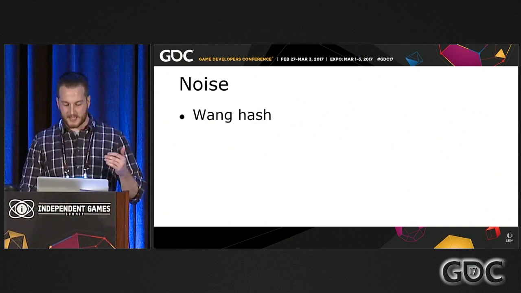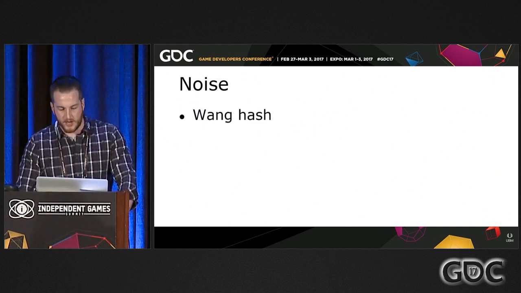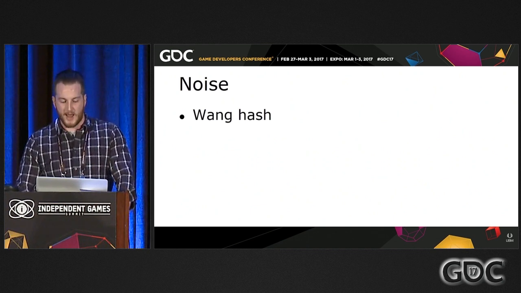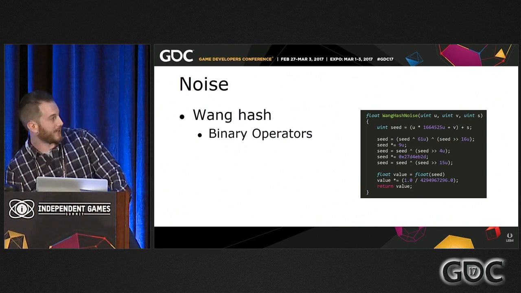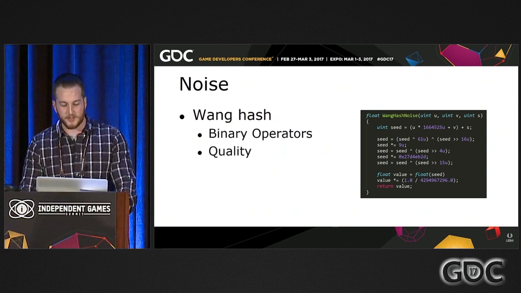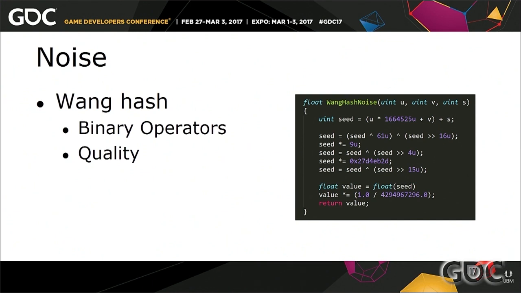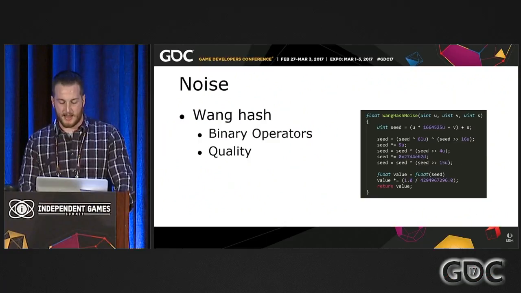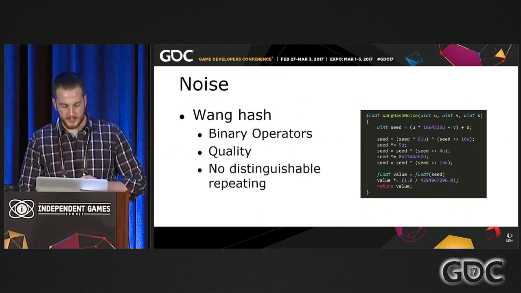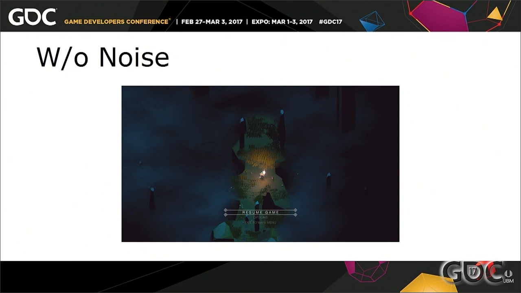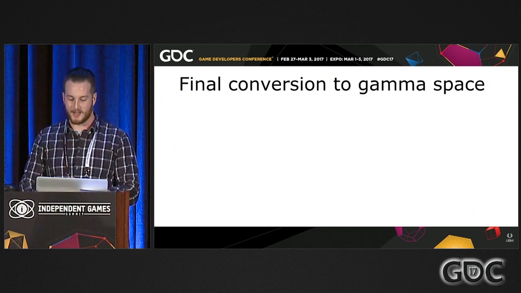So what we ended up landing on was a noise generator called the Wang hash, which uses binary operators. You can see the code right here. I'm not going to explain all of it, but it uses binary operators, which makes it extremely fast. The disassembly on it is actually pretty good, and it had much higher quality than the other noise generation, and there was no distinguishable repeating pattern. So this was before the noise and after, which you probably can't see too well.